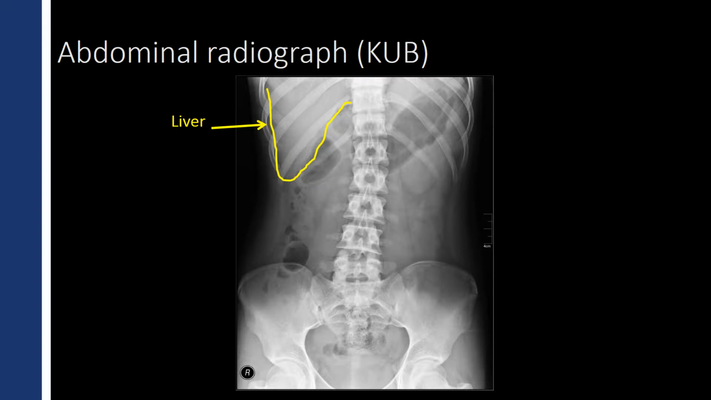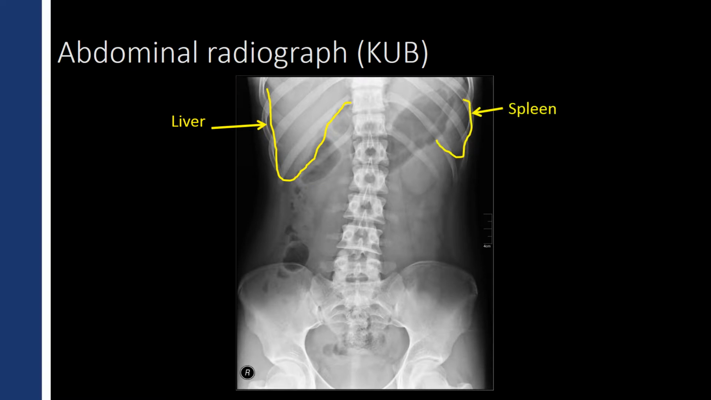Something we see far less often in the left upper quadrant of the abdomen is the spleen. The spleen we don't see very much at all unless it's enlarged or unless the patient is very thin. And this patient's pretty thin, so we can see the outline of the spleen in the left upper quadrant.